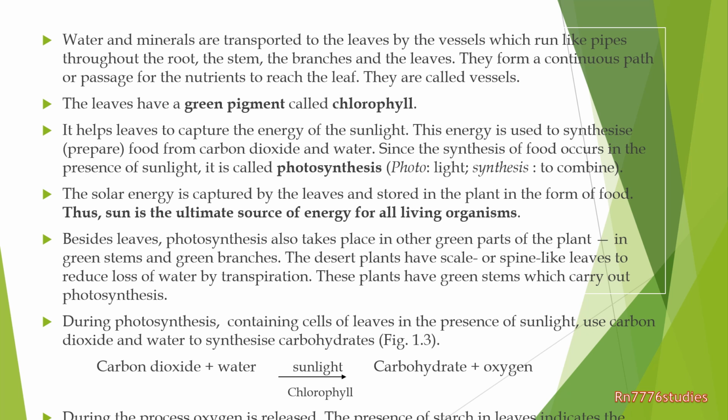Water and minerals are transported to the leaves by the vessels which run like pipes throughout the plant. As I said before, this is your plant. So basically, water and minerals are transported to the leaves. As I said, if you pour the water, it is transported to leaves, stem, branches by the vessels. Same way, we humans also have blood vessels, right? Which carry our blood.